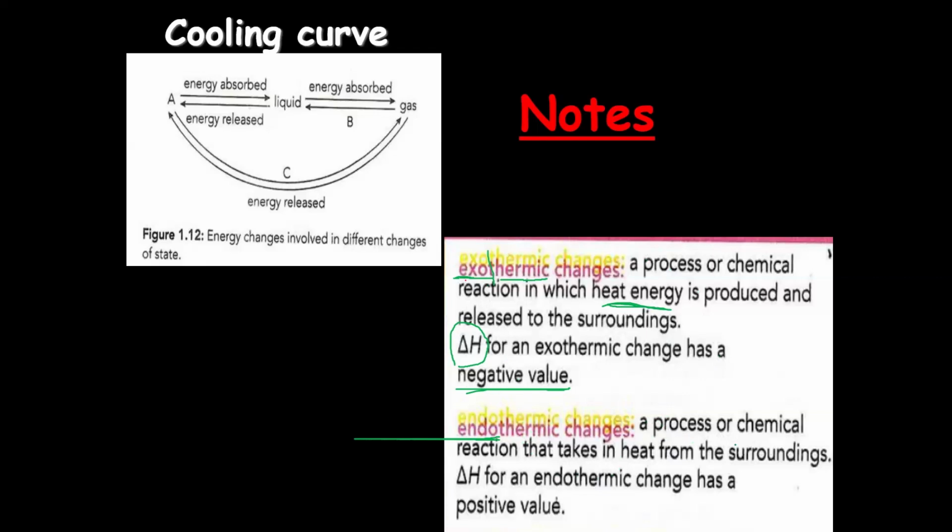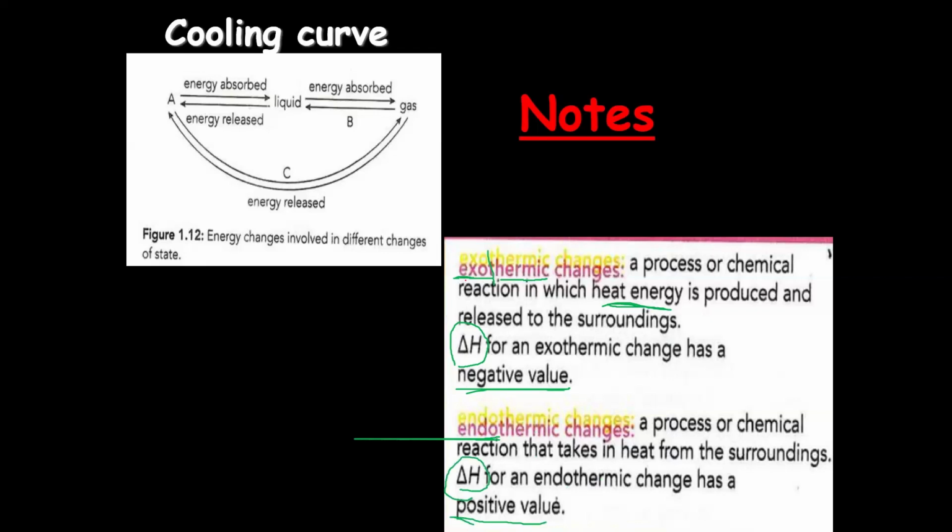So it's a process or chemical reaction that takes heat. It needs to be heated from the surroundings for the reaction to proceed. And the delta H for the endothermic change has a positive value. And we'll see how and why later on, next session.